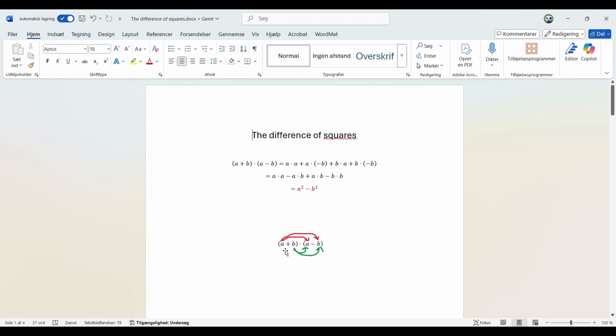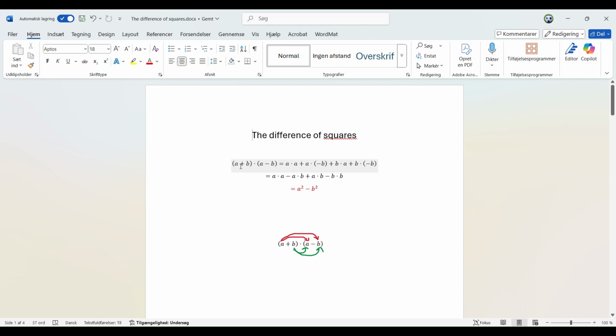So we take the first term in the first parenthesis and multiply it onto both terms in the second parenthesis, and then we do the same with the second term in the first parenthesis, and multiply it by both of them in the second. So let's have a look.